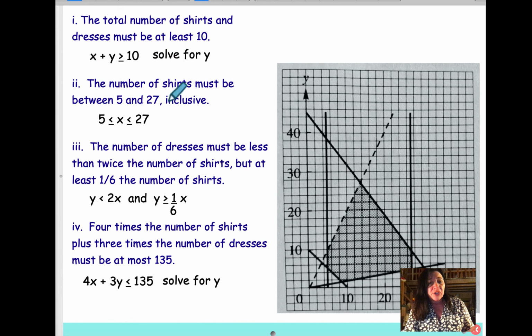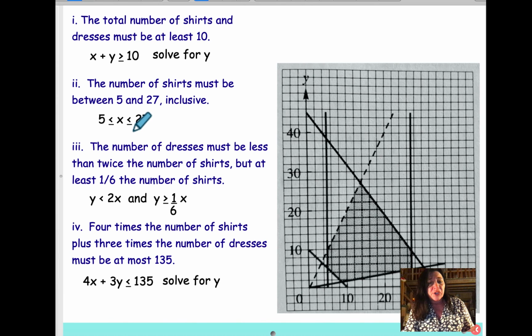The number of shirts must be between 5 and 27. So this is one of your word problems at the very end. All of your test is going to be multiple choice. And at the very end, there's 5 or 6 problems where you have to actually do this stuff. One of them is this. One of them is exponential. One of them is linear modeling. This is what we're doing, right? The number of shirts must be between 5 and 27 inclusive.